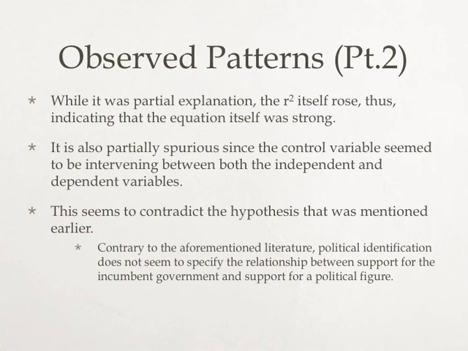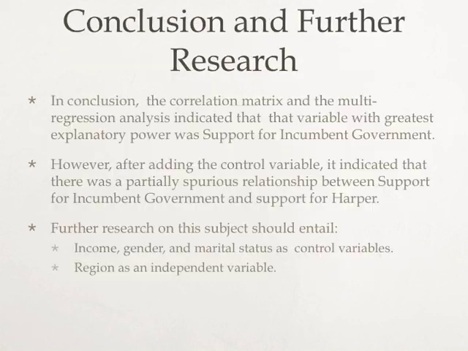However, the multimodal regression analysis contradicted the hypothesis that was mentioned earlier, and also contradicted the aforementioned literature, and eventually indicated that political identification does not seem to specify the relationship between the support for the incumbent government and support for a political figure. In conclusion, the correlation matrix and the multiple regression analysis indicate that the variable with the greatest explanatory power was support for incumbent government. Further research on this subject should include income, gender, and marital status as control variables, and region as an independent variable, in order to shed some light regarding this research.